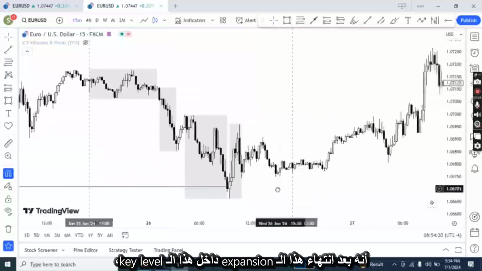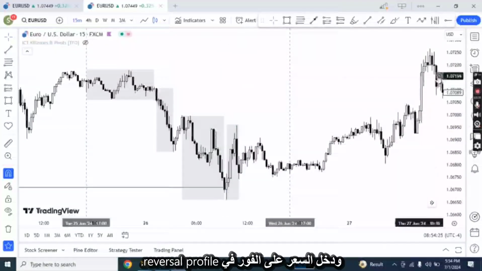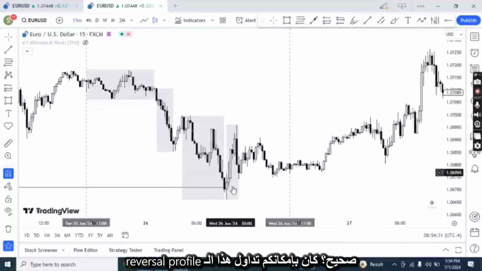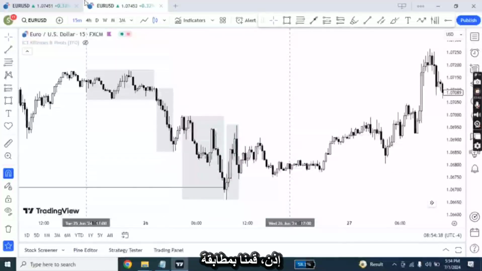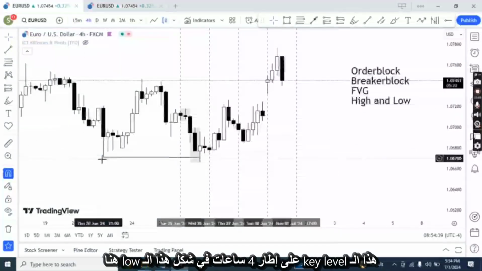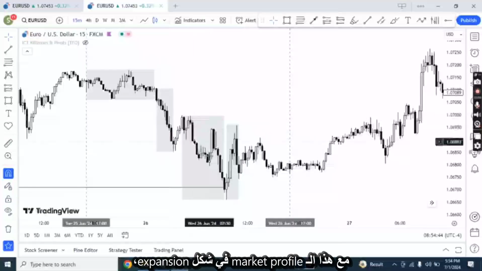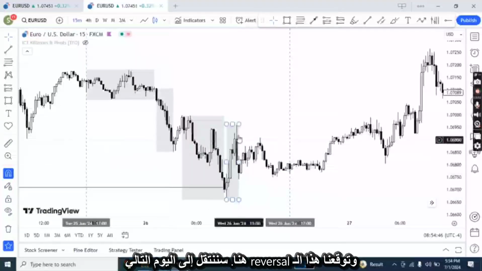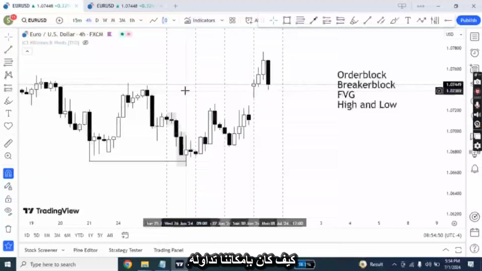You can see that after this expansion ended inside this key level, we reversed from here, and price straight away went into a reversal profile, right? You could have traded this reversal profile and this reversal expansion based on this factor. So we matched this 4 hour key level in the form of this low with this market profile in the form of an expansion, and expected this reversal right here. Now we're going to move on to the next day and see how we could have traded that, right?